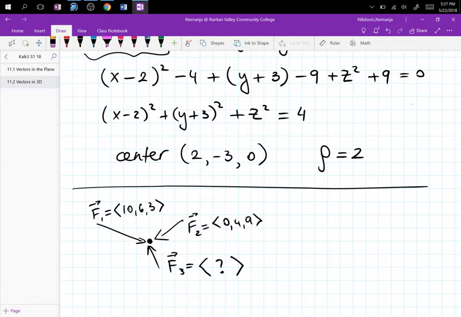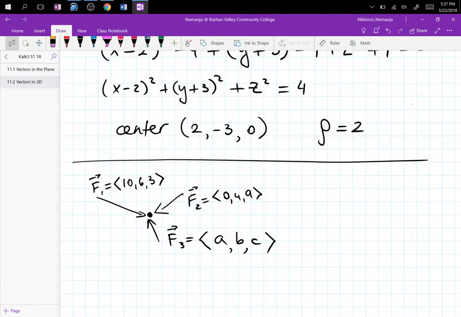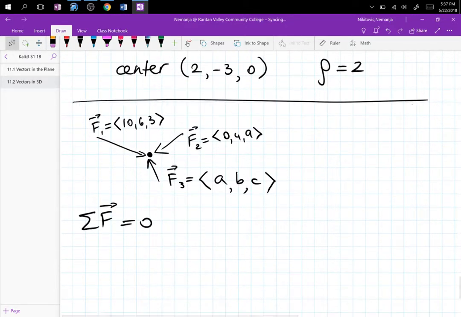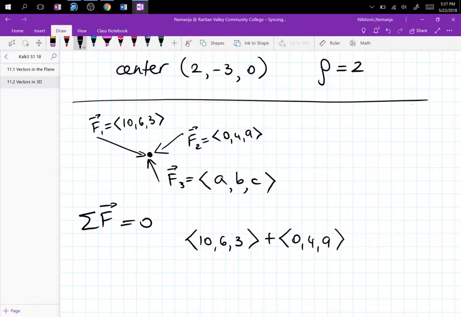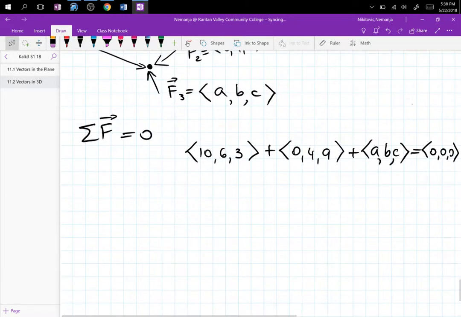Nice. So the unknown force will have three components, A, B, C. We are supposed to add the three forces. So sum of all forces needs to be equal to 0. That's the concept. So we are going to take the force 10, 6, 3. Add to it the force 0, 4, 9. Add to it the force ABC to get the 0 vector, which is 0, 0, 0. We don't want any resultant force out of all of this.